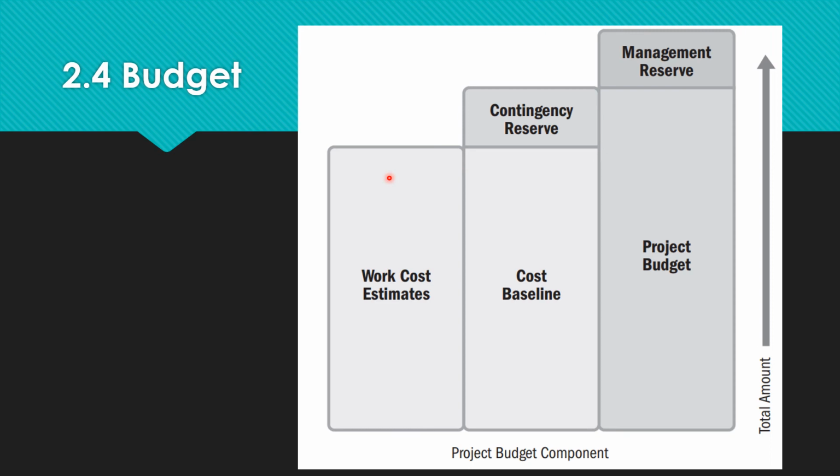Right? The fourth important component in planning is the budget. You need to estimate how much cost is going to be involved for each work package, and you can add the cost of all the work packages to get the cost estimate, which is a cost baseline. And you can add a contingency reserve to the cost baseline, which becomes the project budget. Then you will add a management reserve, which is exclusive of the project budget. Project budget and management reserve together become the total budget.